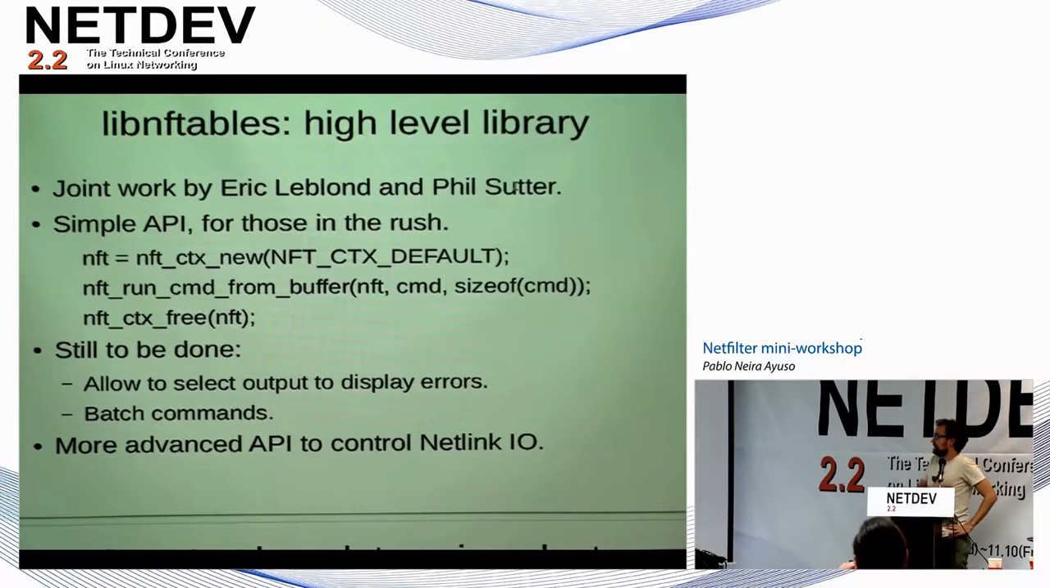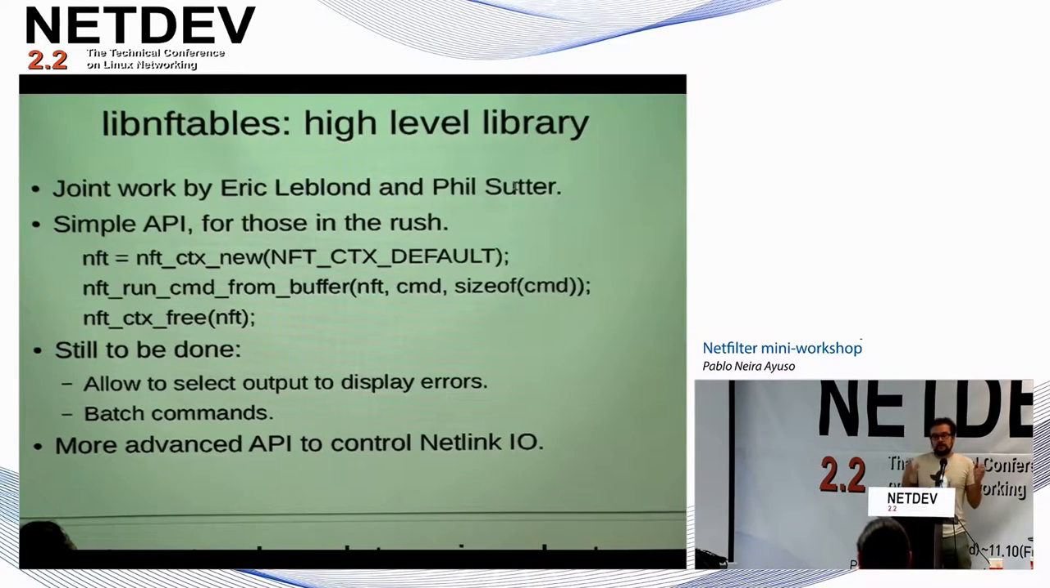So the idea is that for these high-level APIs, the user expresses things in the nft syntax, and this API just allows you to push commands into the kernel. There are quite a few things to be done to provide a more advanced API and to have full control of Netlink IO. This is for more advanced users. So what we would like is that the library provides a very, very simple API for those that don't know anything about Netlink details or kernel details. And at the same time, we would like to also provide an API that is quite flexible and quite powerful and allows you to do very advanced features.